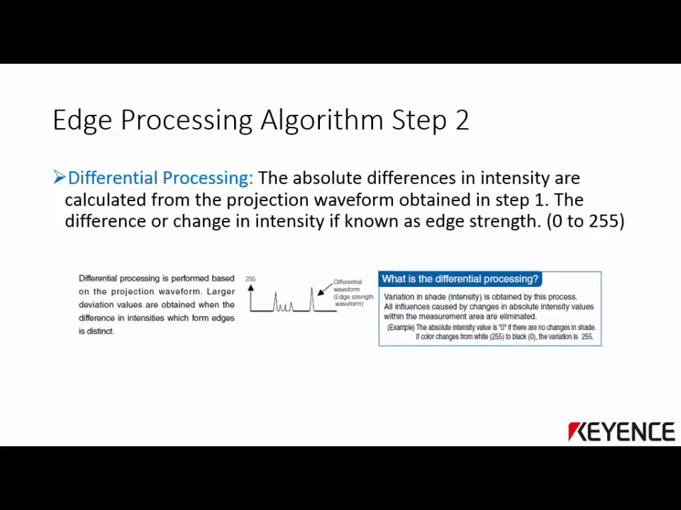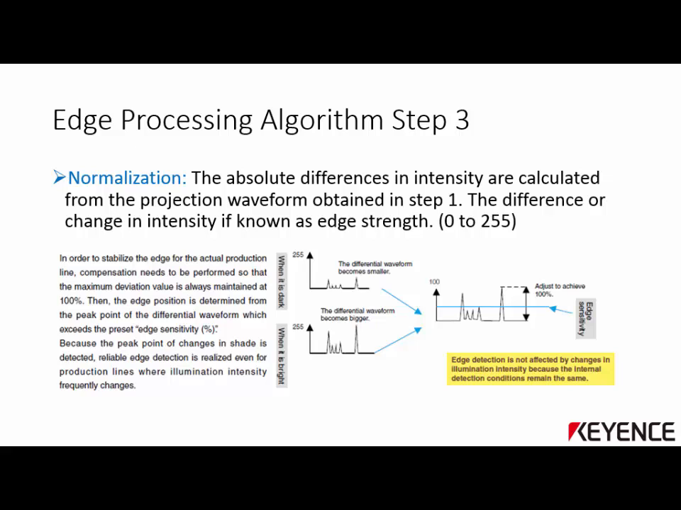The next step in the edge process is to perform differential processing. This will calculate the absolute differences in intensities on the projected waveform obtained from step one. The difference in intensity that is calculated is known as the edge strength. The higher the difference, the bigger the edge strength. Edge strength will range from 0, which is no change at all, to 255, which is the biggest change possible, going from complete 255 white to 0 being black.